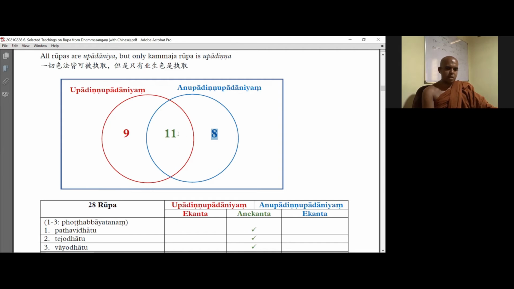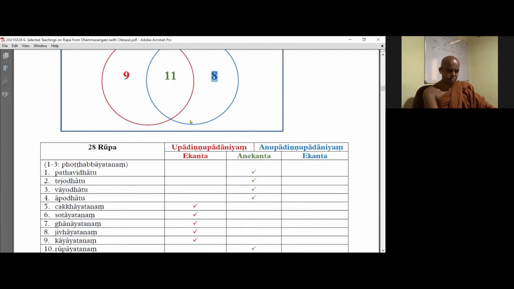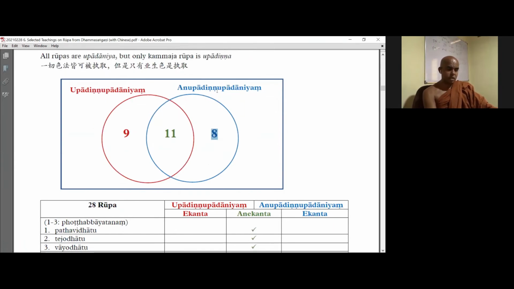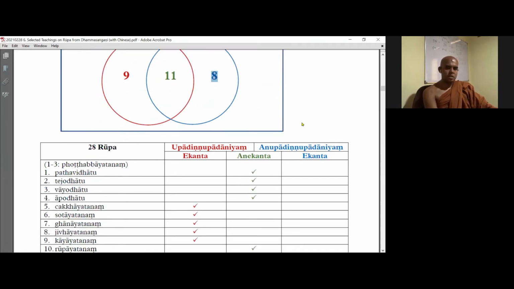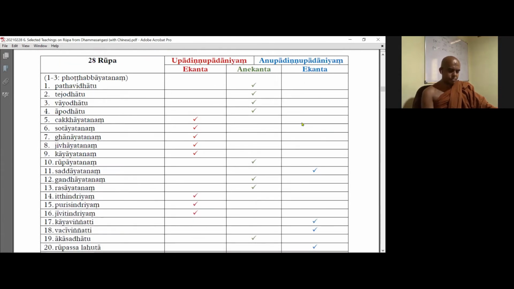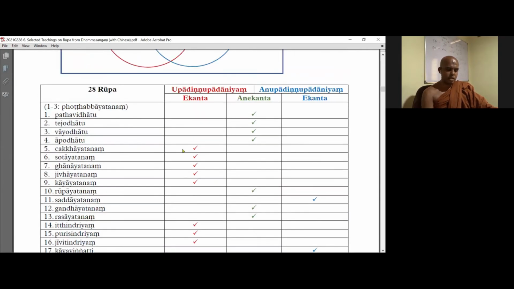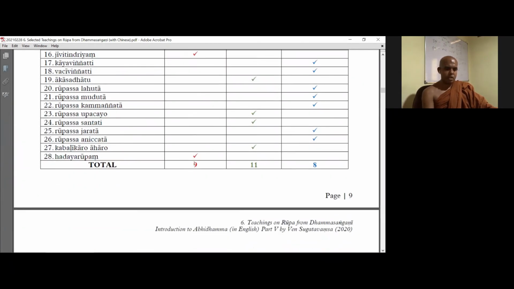But this one also we make into groups, the red color circle and blue color circle. After that, they are clearly explained in the chart. There are 28 rupa in total. They divide upadinnupadaniya Ekanta: there are 9. Anekanta: there are 11. And anupadinnupadaniya Anekanta: there are 11. Ekanta: there are 8.